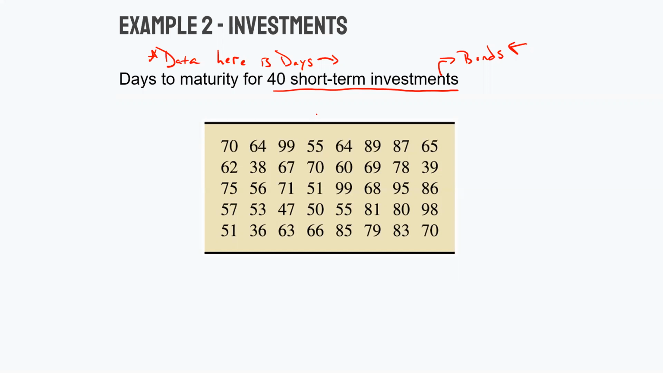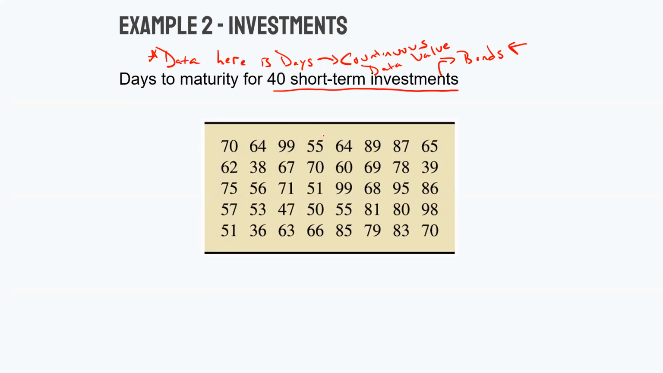I agree with you guys in the chat there. Yeah, this days is a measurement of time, okay? So the number of days here is a continuous data value, okay? So if you look here, there are just too many distinct different values, okay?